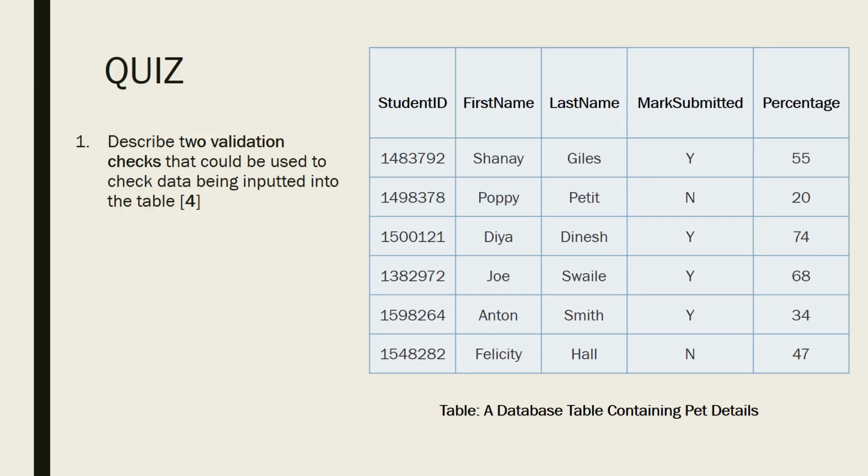Describe two validation checks that could be used to check data being inputted into the table. So this is your table. They can ask you to apply two validation checks. So it's up to you if you want to apply a range check, or not empty. You can apply any validation check.